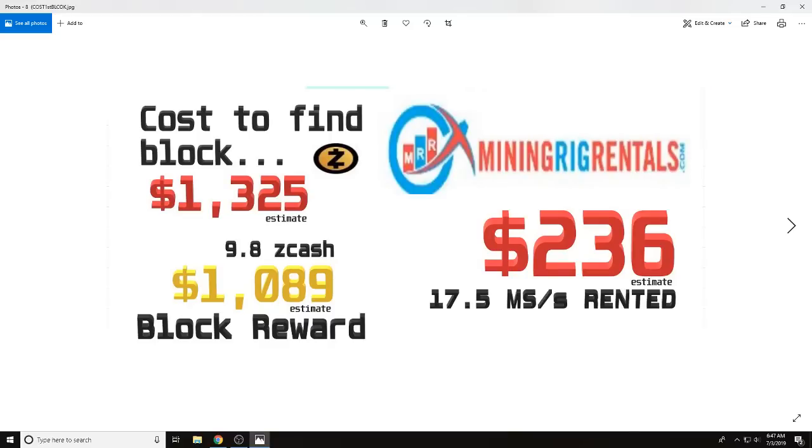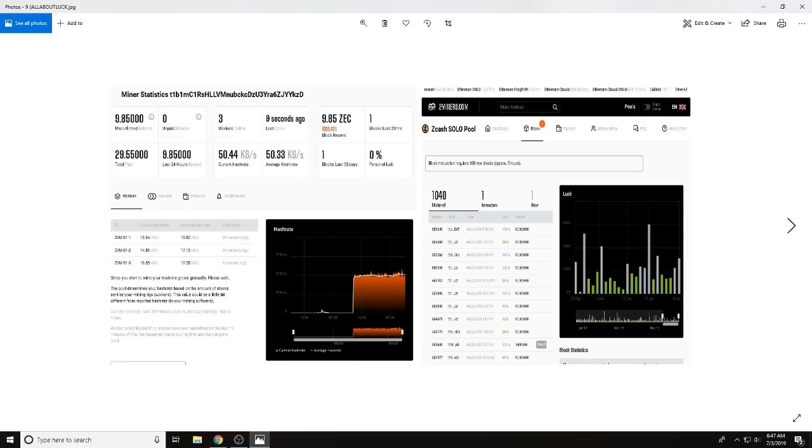Cost us, estimate, $1,325 to find that block. After rewards being paid, after pool fees and all of that, we received 9.8 Zcash for an estimate block reward of $1,089. So to rent us 17.5 million souls per second to find a Zcash block, we were in the red on that one, $236.